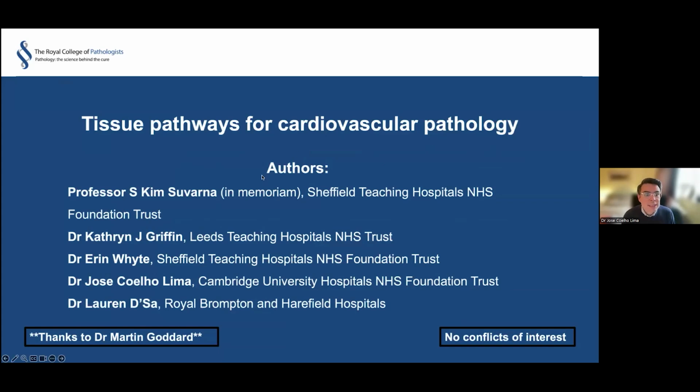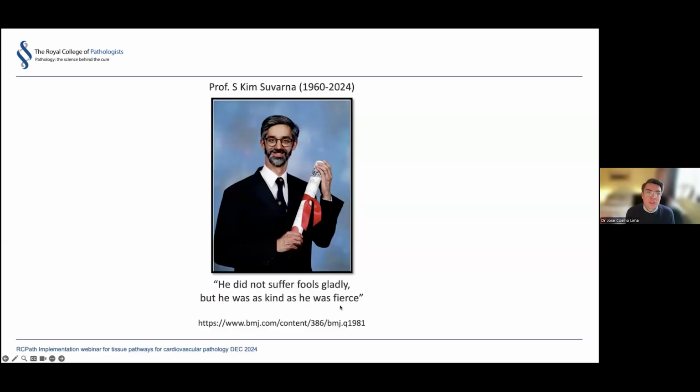So this is the list of the authors for the guideline, and we would also like to thank Dr. Martin Goddard for overseeing the writing of the updated manuscript and providing senior input and support to us all. First of all, we would like also to pay tribute to the late Professor Kim Survana, who sadly left us earlier this year, who was the leading author for this guideline. I'm sure that you will join me in acknowledging that his passion and dedication to cardiac and autopsy pathology greatly influenced and inspired us all, and that his work will live on.